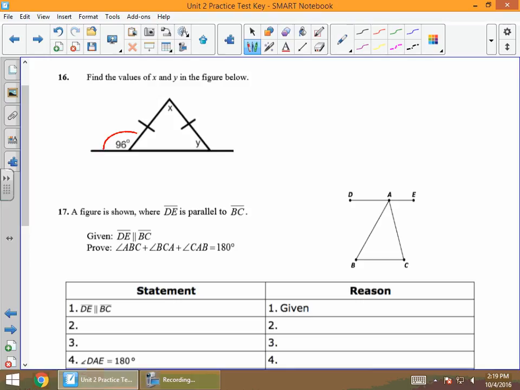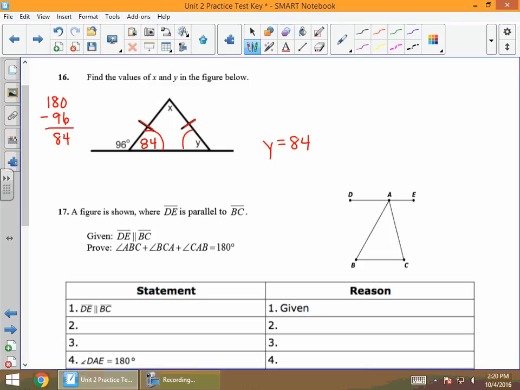So I'm going to first take a look at this straight line right here. And I know that a straight line has to add up to 180 degrees. So if I said 180 minus 96 is 84, this angle right here is 84 degrees. And now I'm going to look at the triangle. Because of these little markings, this triangle is isosceles. And I know that in isosceles triangles, base angles are congruent. So that means y is also 84.